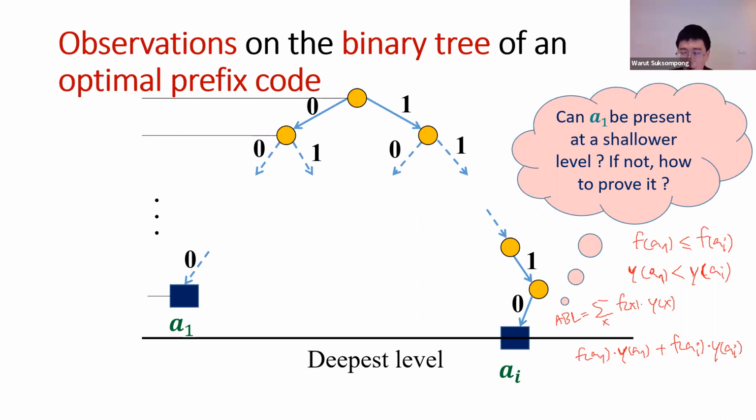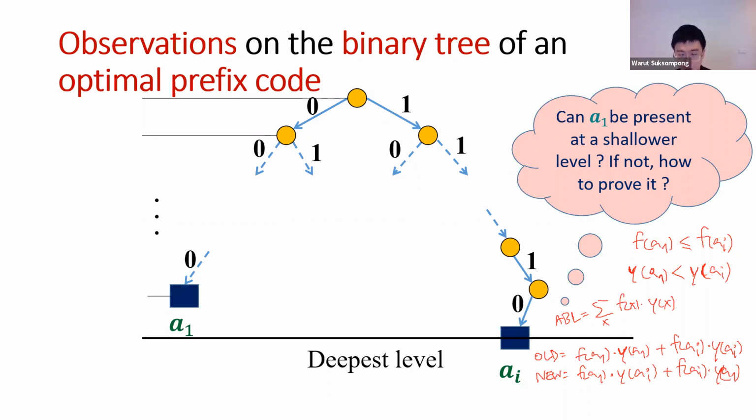Now suppose we swap A1 and AI. How do these terms change? F of A1 stays the same, but now A1 takes the place of AI, so it takes the depth of AI. Compared to the old average bit length, the new average bit length is going to be f of A1 times gamma of AI plus f of AI times gamma of A1. We care about these two quantities. We want to show that if we make the swap, the new ABL is going to be better than the old ABL.